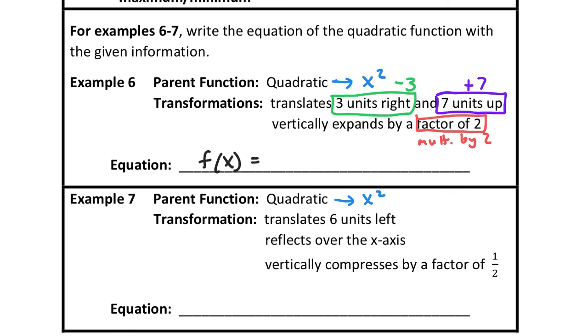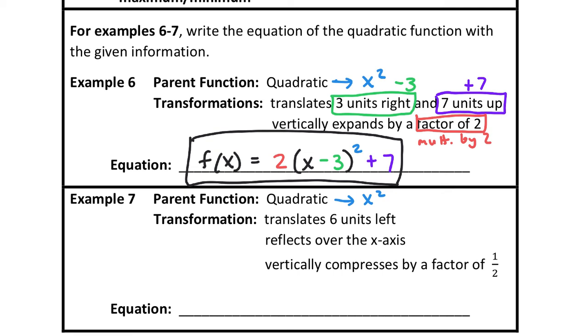equals multiplying by 2. Then we're doing parentheses x minus 3, close parentheses, and then we're raising it to the power of 2 because it's quadratic, and then a plus 7 on the outside. So this is my function.